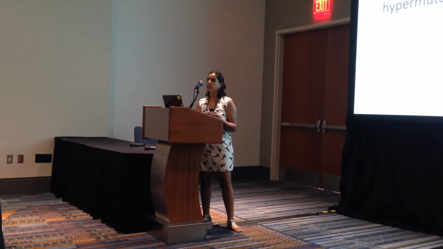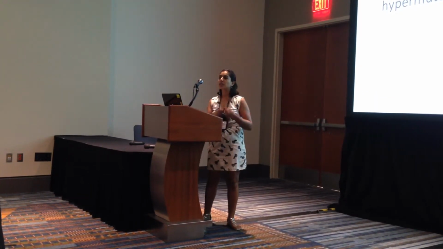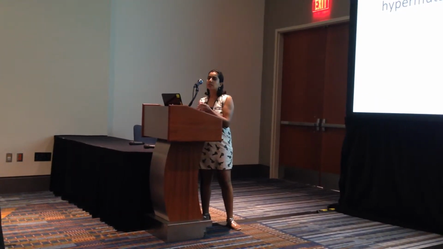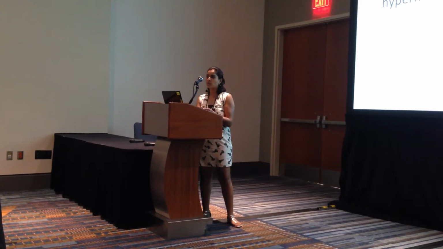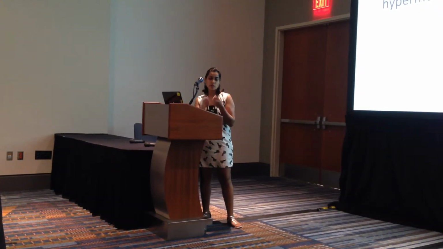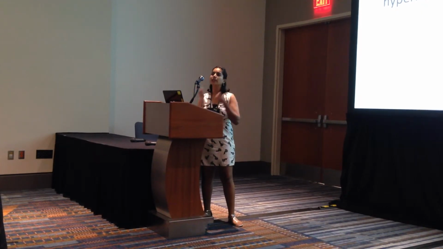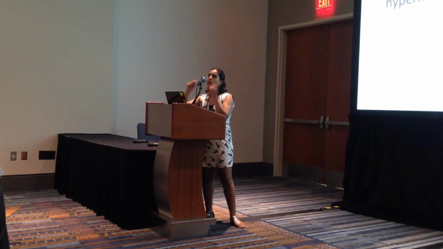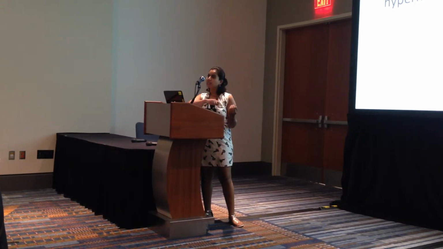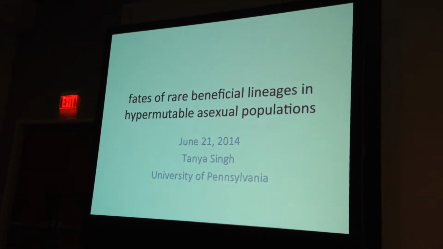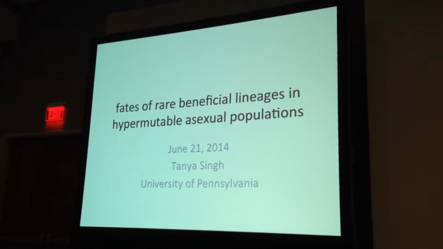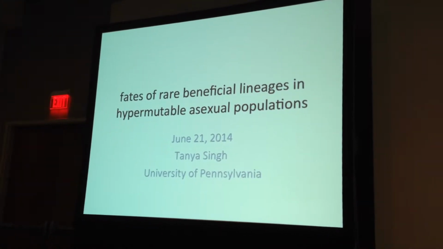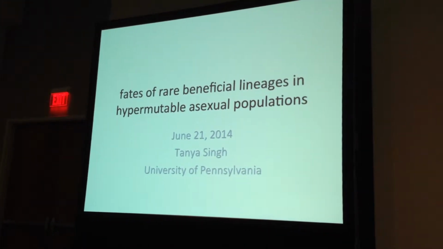So a mutated allele that rises in a population of asexual organisms can increase in frequency if it becomes linked with a beneficial mutation. Since if a beneficial mutation arises, it will always remain linked to its background in an asexual population, the mutated allele can increase in frequency by virtue of being linked to that beneficial mutation. So I'm interested in what happens to beneficial mutations that arise in populations that have extremely high mutation rates. That's what we call hypermutable asexual populations.